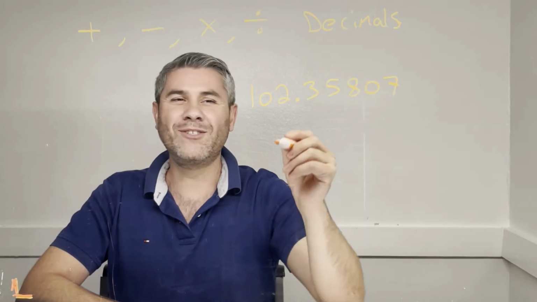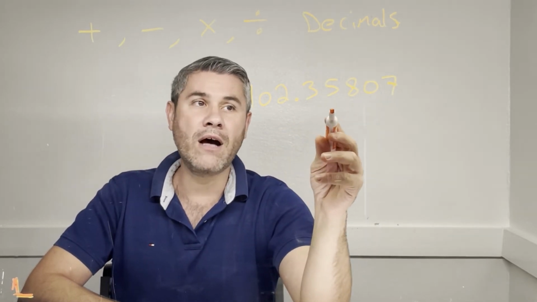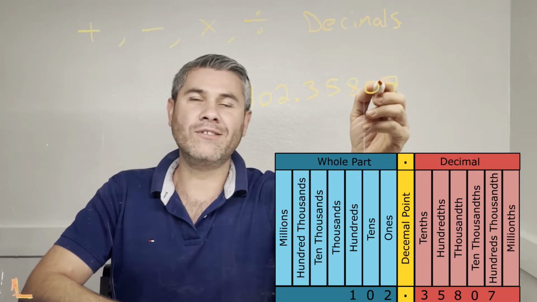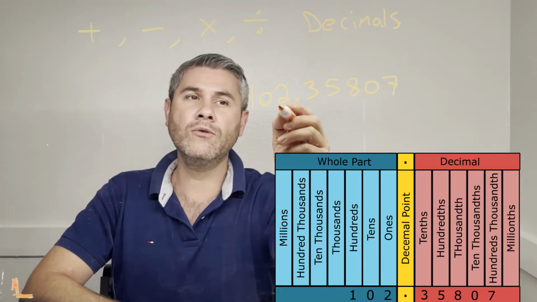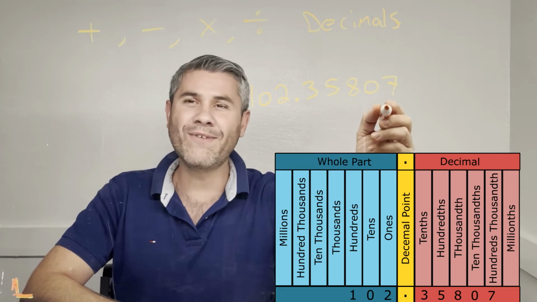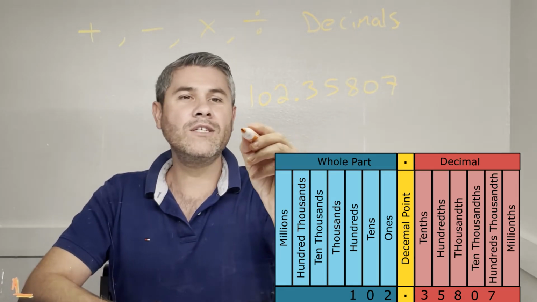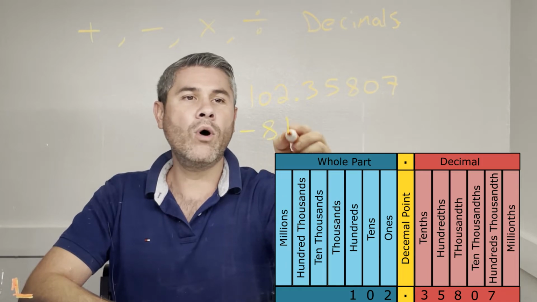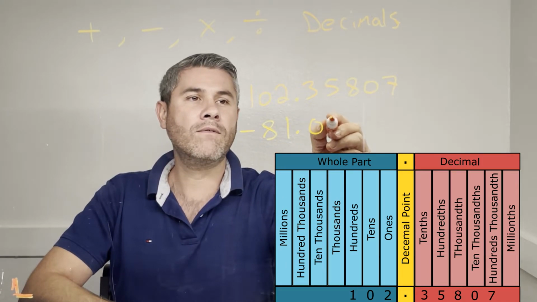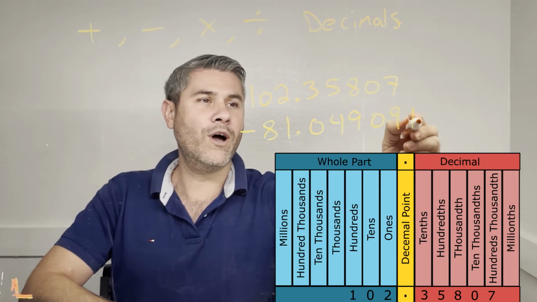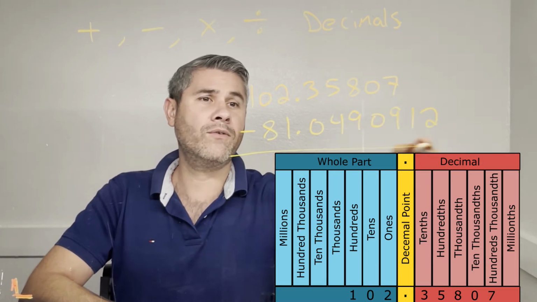358.07. That number is actually 102 and 35,807. Remember, tens, hundreds, thousands, 10,000s, 100,000. So you read the number 102 and 35,807, 100,000s. And let's assume you already aligned it up. We need to subtract from 81 and 0.490912. Yeah, it's a big number. Oh, we have to read it.